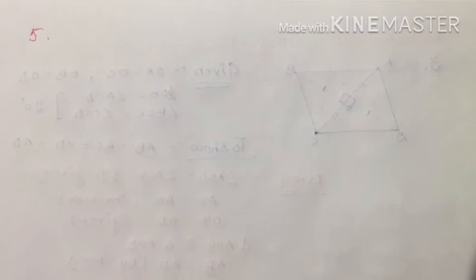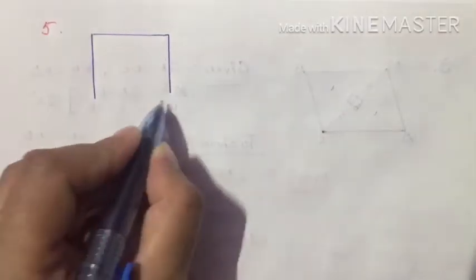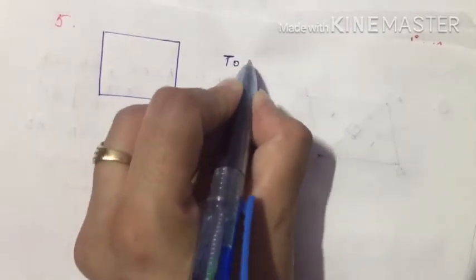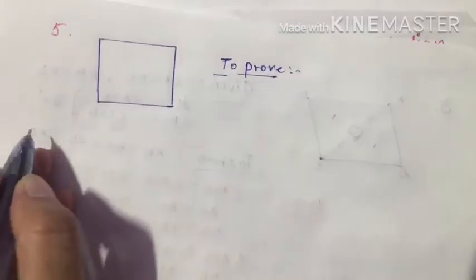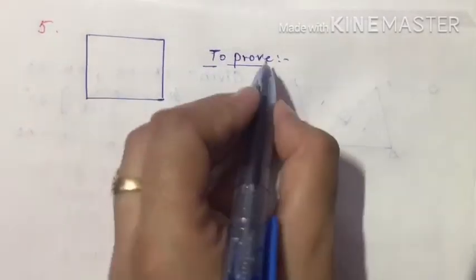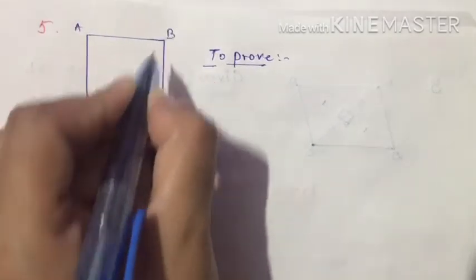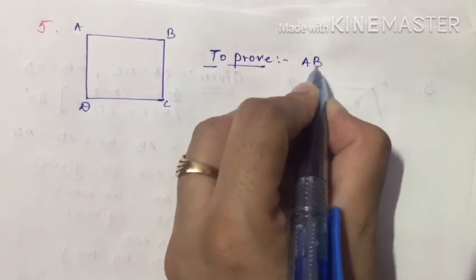Show that if the diagonals of a quadrilateral are equal and bisecting each other at right angle, then it is a square. Now in this question I have to show all my sides are the same. That means to prove, first I should write the given, but here I am writing to prove. Given I will write later. I have to prove all sides are the same, all angles are of 90 degrees. This is what I have to prove.